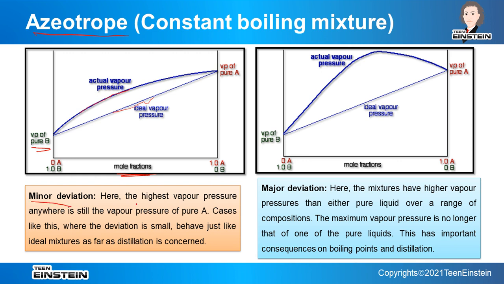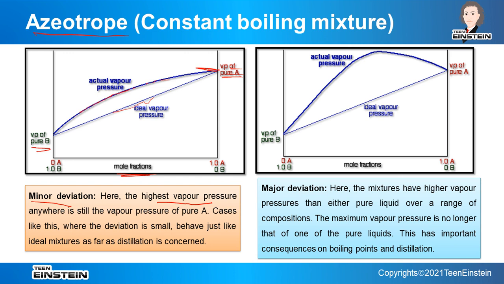And how do we understand whether it is a minor deviation or a major deviation? Just by looking at the picture, it may not always be possible to predict. So what is the criterion? Here, look at the highest vapor pressure anywhere on this line. So what is the highest vapor pressure? This point. Now this point will never exceed the vapor pressure of pure component A or B.